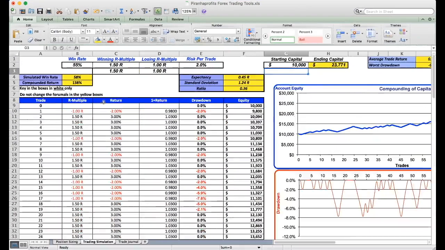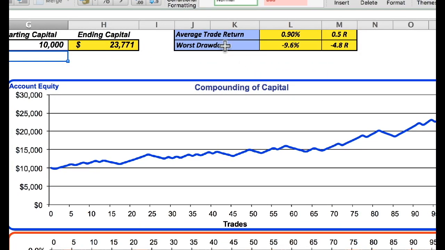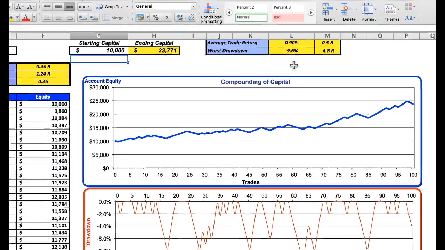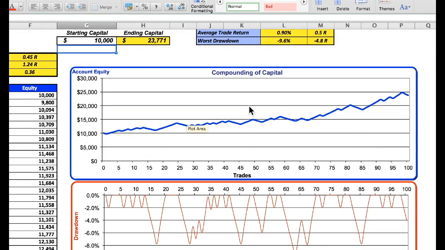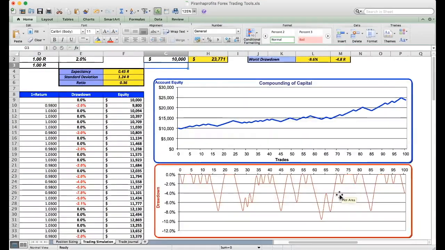Very important. Okay, and always know that you will have drawdowns. All right, which is like in this case, you can see out of 100 trades, the worst drawdown was minus 4.8, which means we had an average of about 5 losses in a row. And if you're risking 2%, that's about a 10% drawdown. So as your capital grows from 10 grand to 23 grand, you can see these are the drawdowns where your capital will fall over here.